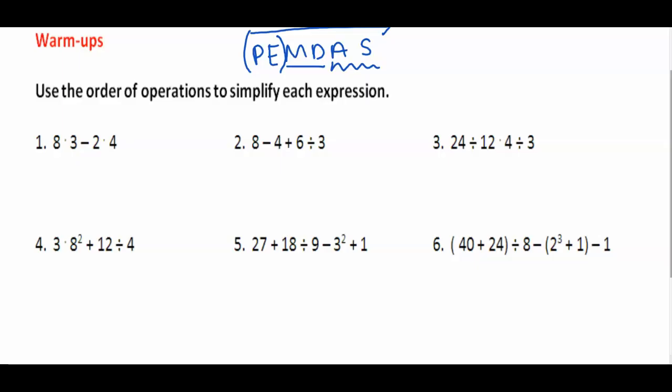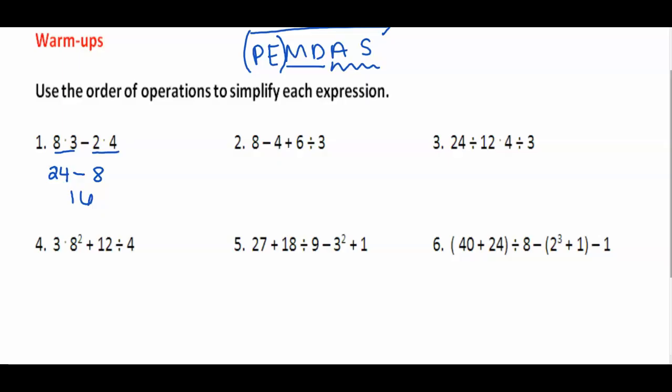So in example number 1, we have 8 times 3 and 2 times 4. So left to right, 8 times 3 is 24, minus 2 times 4, which is 8. 24 minus 8 is 16. So number 1 is 16.